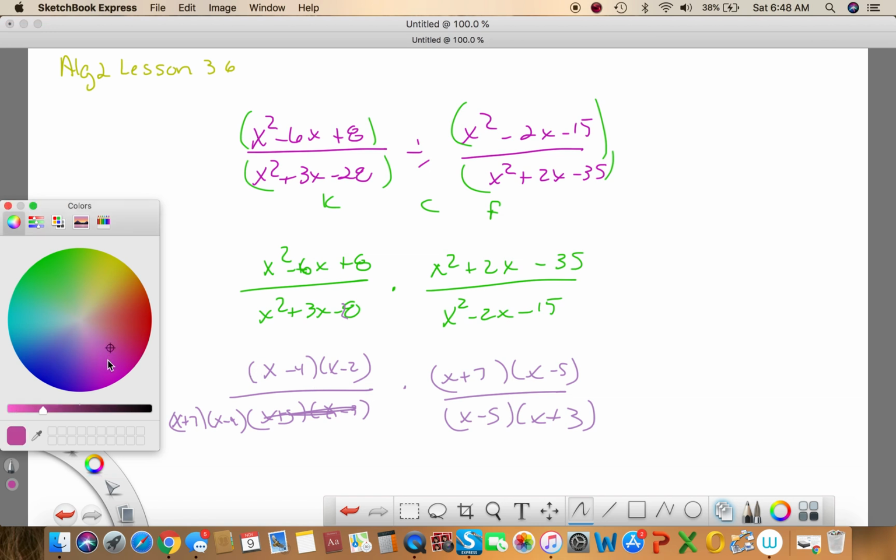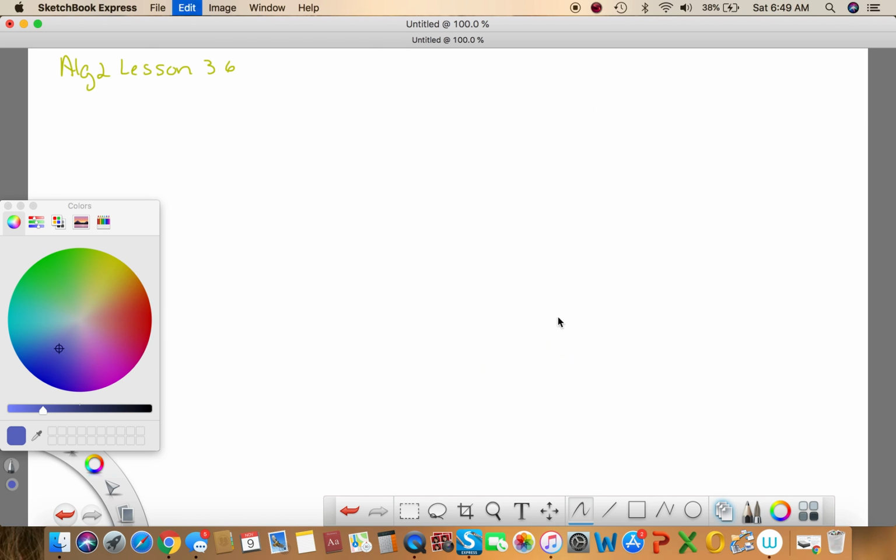So now I look, do I have any terms that I can cancel out here? The x minus 4's cancel out, the x minus 5's cancel out, the x plus 7's cancel out. Now I'm left with x minus 2 over x plus 3. So it's a division problem, so we have to do the keep, change, flip first, and then factor, and then simplify like it was a multiplication problem.